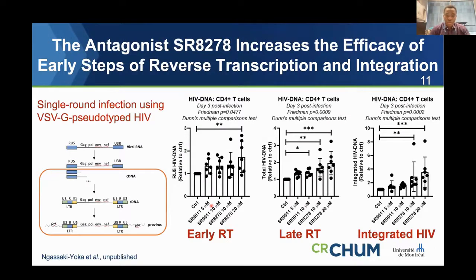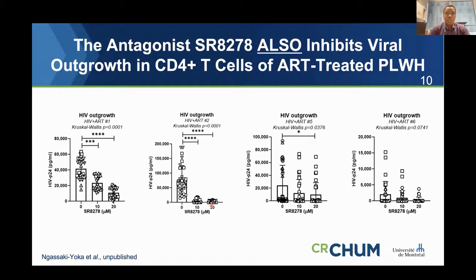So we further tested the REV-ERB antagonist SR8278 in the same viral outgrowth assay. In contrast to our prediction, this antagonist decreased viral outgrowth in CD4 T cells, as you can see, of ART-treated people living with HIV.